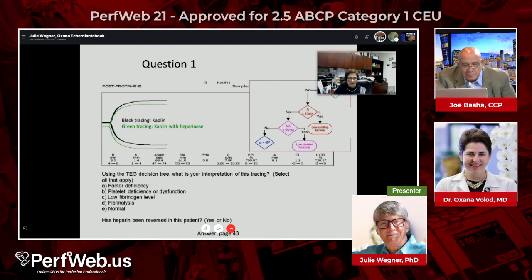Okay, using the TEG decision tree, which is right here, which is an algorithm made by Haemonetics and such, what is your interpretation of the tracing? Select all that apply. So everybody out there, if you're watching, see if you get the answer right, and we're going to give you a few minutes to look at it before I chime in and see if I've been paying attention tonight or not.